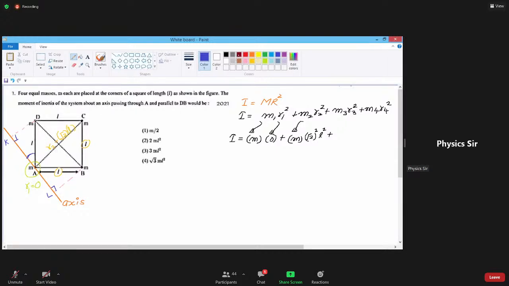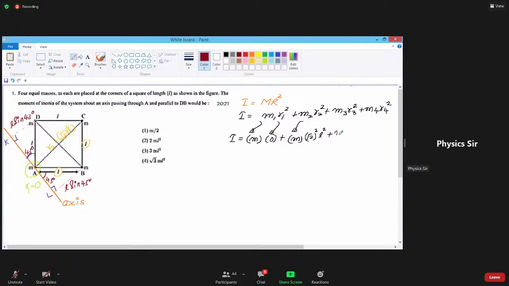See, this total angle is 90 degrees, so this is half of it, so it will be 45 degrees. Right? Absolutely correct. This angle will also be 45 degrees. So the opposite component of an angle is always the sine component. So this will be L sine 45 degrees, and this will also be L sine 45 degrees. Now what is the sine 45?